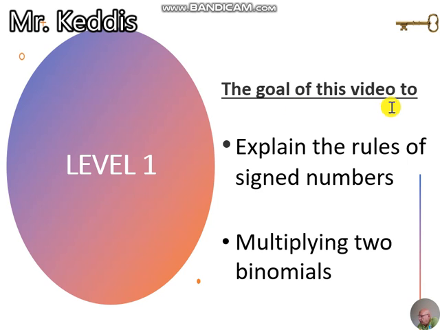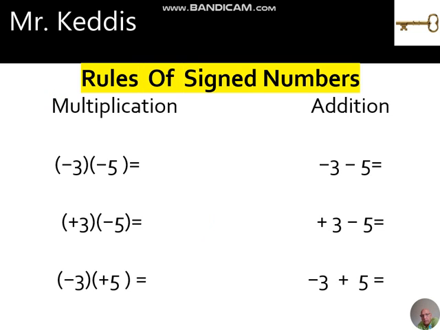The goal of this video is to explain the rules of sign numbers when multiplying two binomials. We're going to talk about the rules for multiplication and the rules for addition. In multiplication, when I have both signs negative, the sign becomes positive. In addition, when I have both signs negative, the sign stays negative, because negative in addition means I lost. I lost $3 and I lost 5 means I lost negative 8.